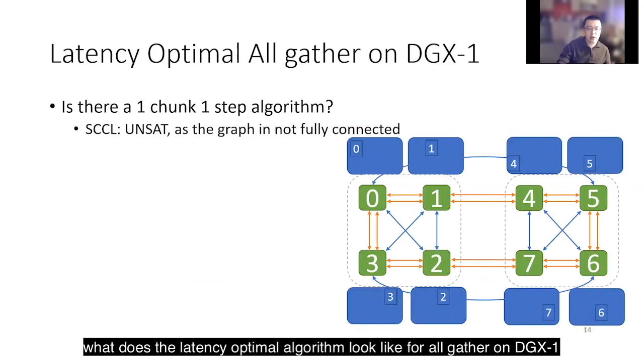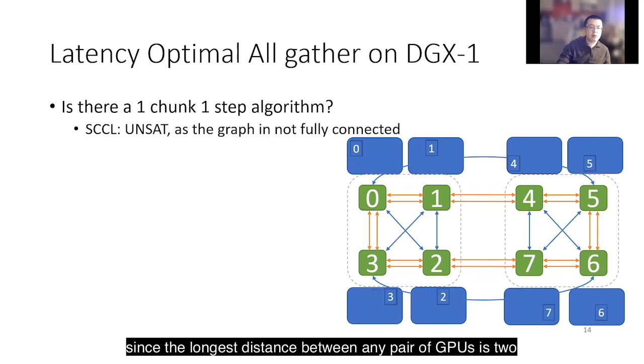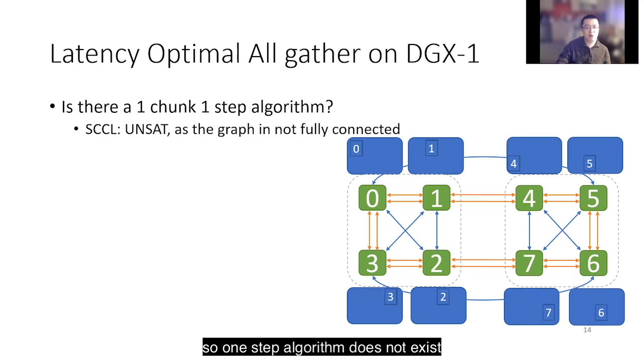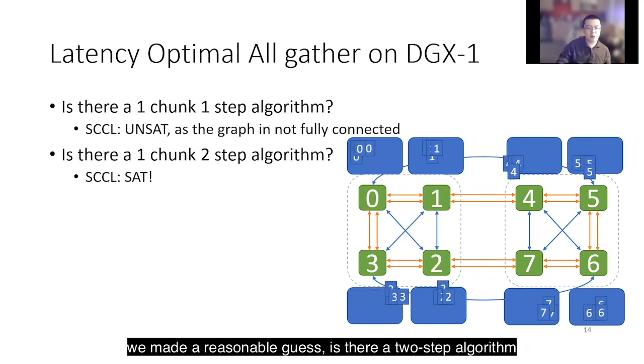What does the latency optimal algorithm look like for Allgather on DGX1? Since the longest distance between any pair of GPUs is 2, it needs at least 2 steps for transferring a chunk between those pairs. So a one-step algorithm does not exist. We ask SCCL, and of course, SCCL returns unsat. So we make a reasonable guess.